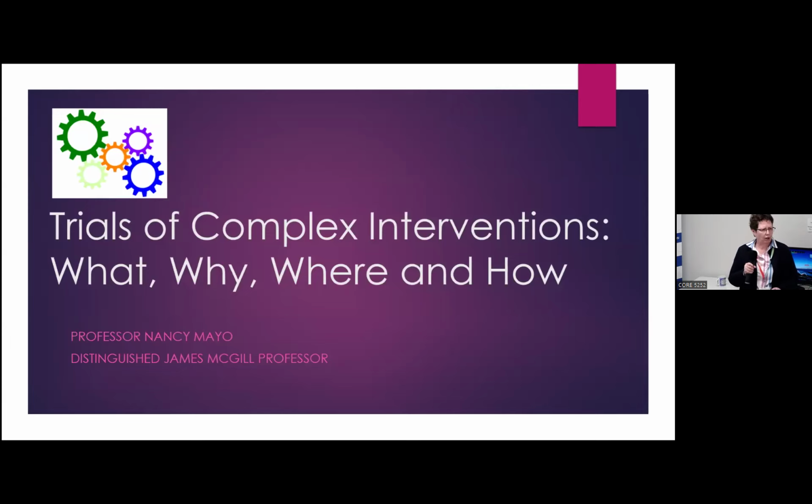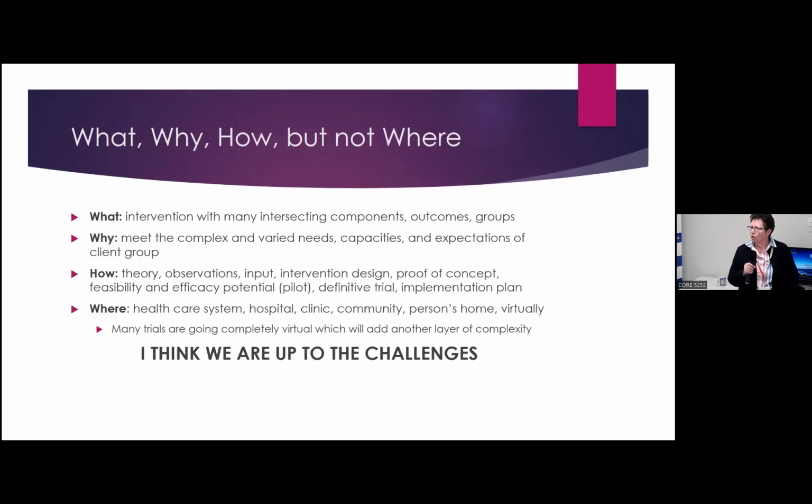So I think I did the what. I think I did the why. I think I did the how, but I didn't do the where. So we showed that there's many intersecting components. Why? Because fundamentally, you're trying to meet the needs of a group of people. The how is you have to have theory and observations and input and pilot studies and things like that. But the where. So where do we do these complex interventions?